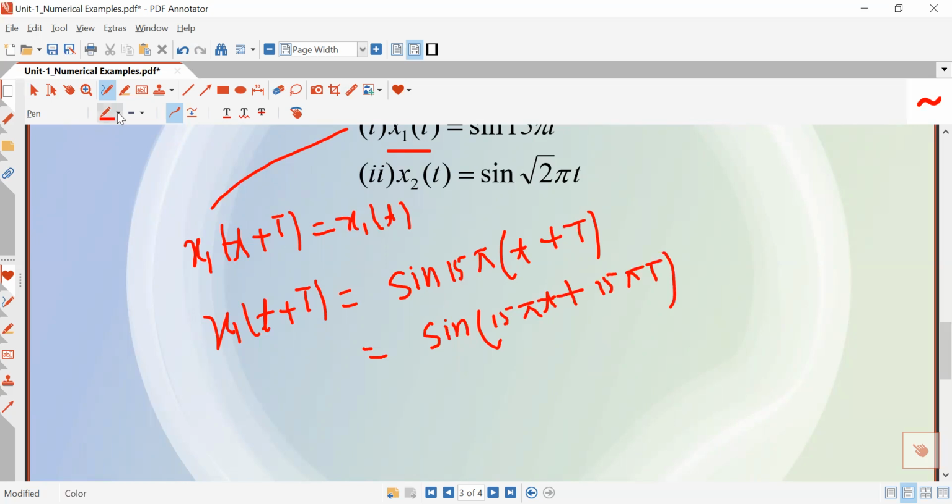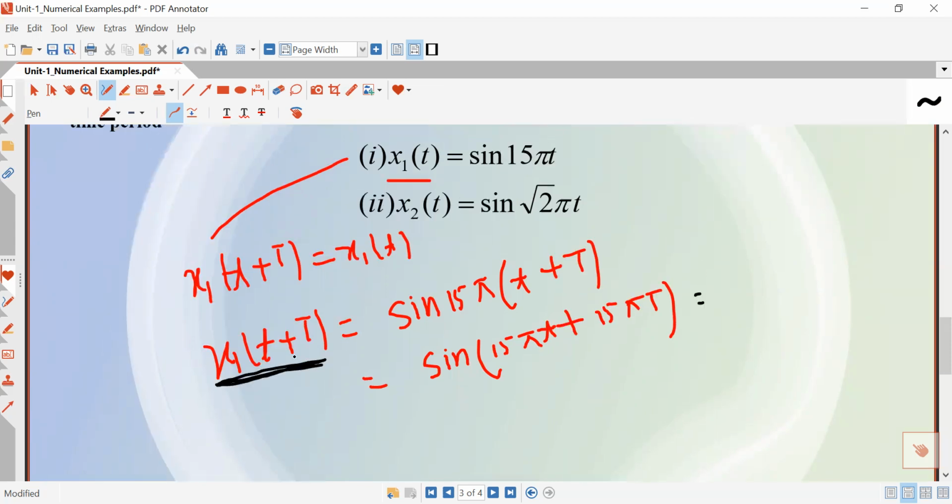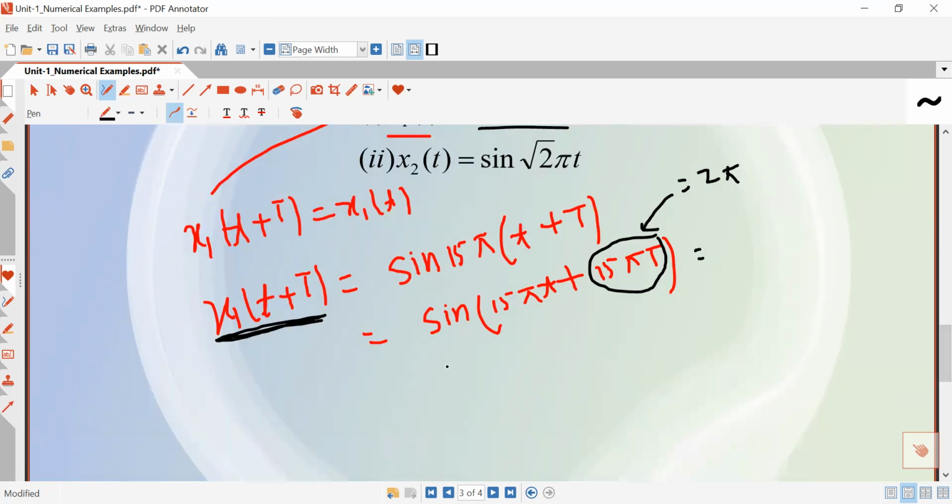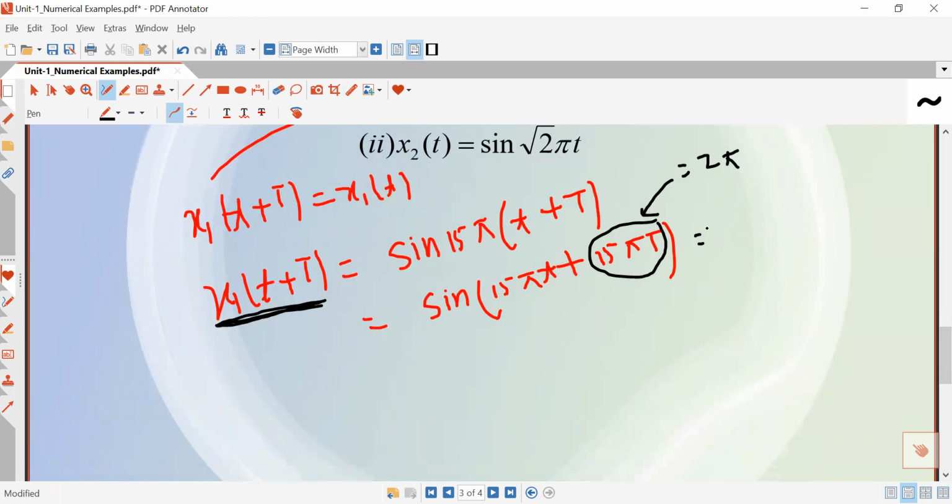Now you have to think under what condition x1(t plus T) will be equal to x1(t), or you can say when x1(t plus T) equals sine 15 pi t. This is possible when this term is equal to 2 pi, because sine of 2 pi plus theta is sine theta.